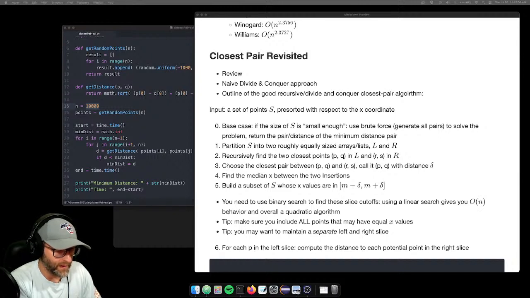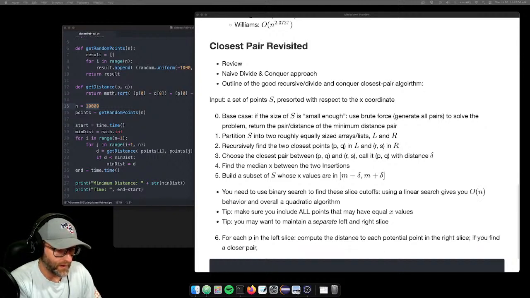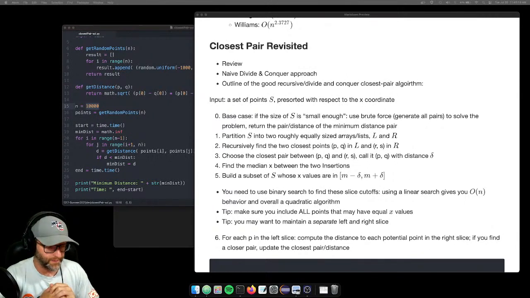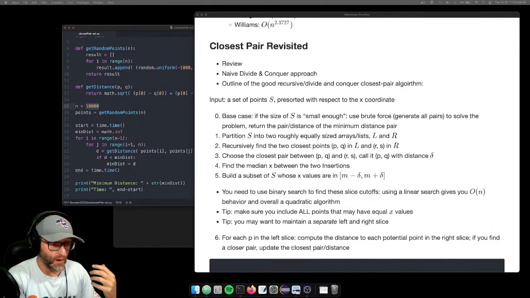If you find a closer pair, update the closest pair and distance. That's what you're going to ultimately return from your recursion. Again, you have to be careful. You can't just do it all for every single point on the right, nor can you be lazy about it and just look at every point in the right slice. What do I mean by that?